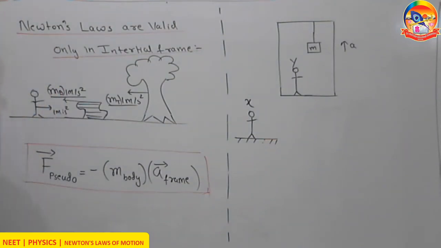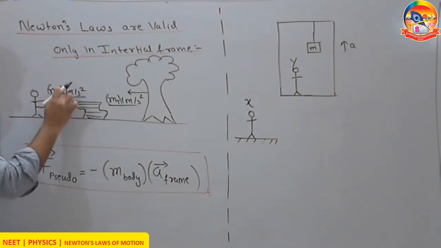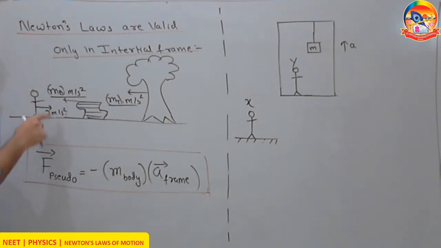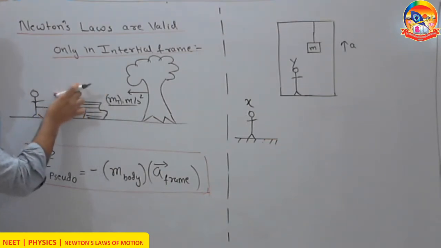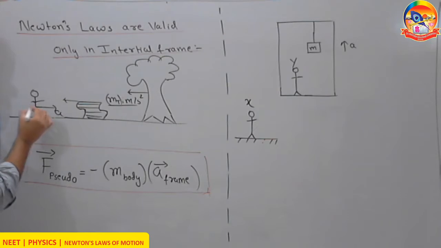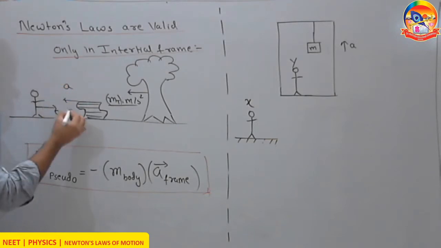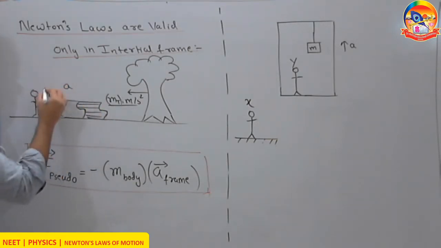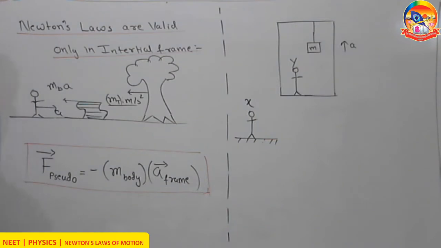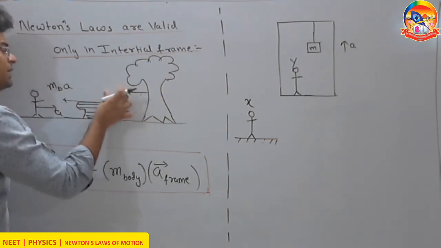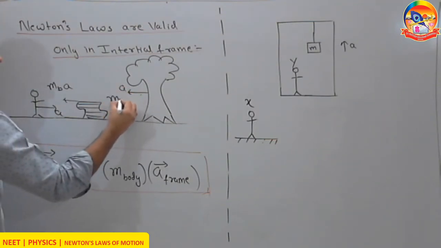Now, notice that if this person had moved with an acceleration of 2 meters per second square, then the observed accelerations will be 2 and 2, and the forces acting will be mass of bench into 2 and mass of tree into 2. If the person had accelerated with an acceleration A, then the person will observe the acceleration of the bench as A, and the force that must act on the bench so as to make Newton's law valid in the frame of the person is mass of bench into A. Similarly, the force that must act on the tree to make the tree accelerate with acceleration A must be equal to mass of tree into A.